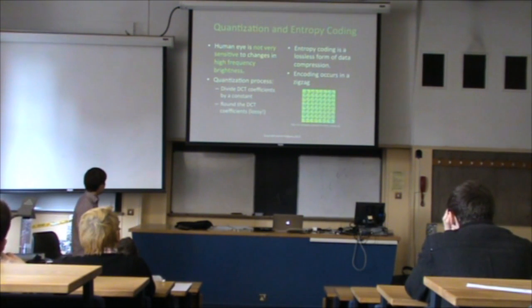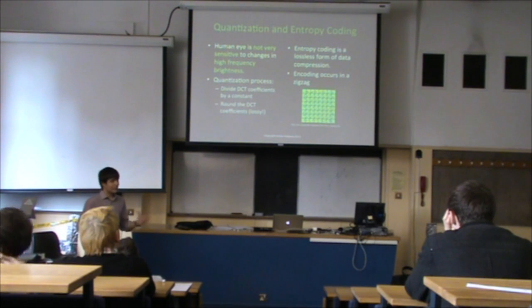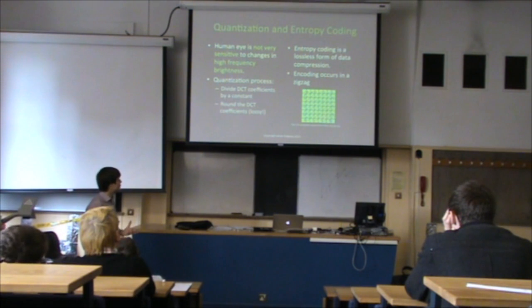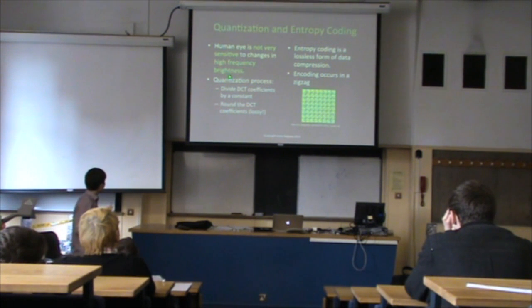So what you then do is take those coefficients and they're subject to what's known as a quantization process before having entropy coding applied to them. As I mentioned before, they're not very sensitive to changes in high frequency brightness. So when you're doing your quantization, you can disregard those because no one's going to notice the difference. No one's going to notice if they're not there.